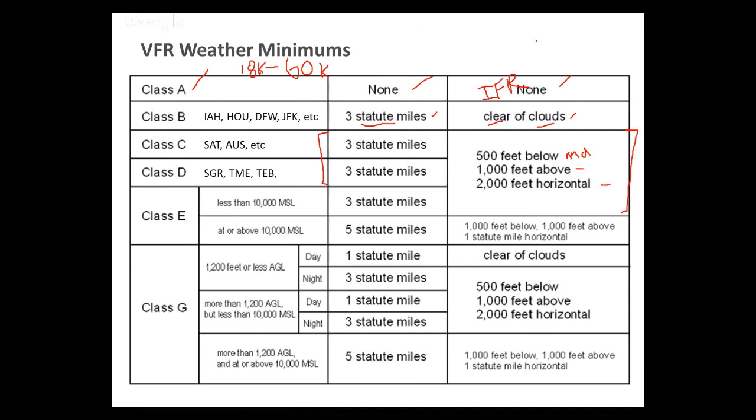So if this is your cloud, you have to be at least 500 feet below it. You have to be at least 1,000 feet above the next cloud layer below you. So if there's a cloud right here, you've got to be at least 1,000 feet above that one. And then within any horizontal distance, in either direction, you have to be 2,000 feet away.